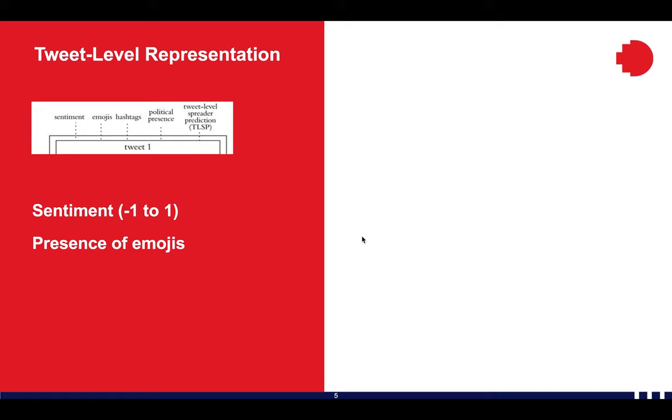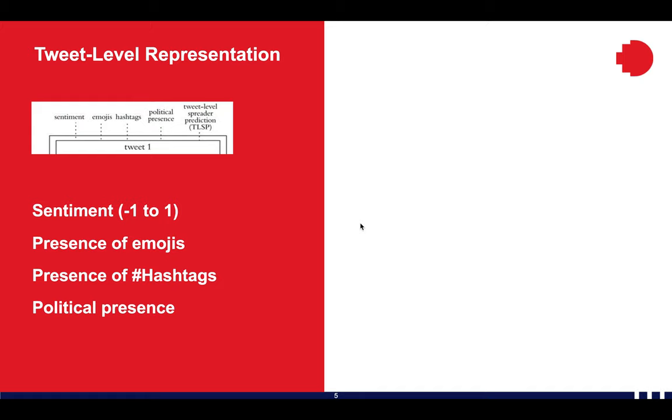For emojis, due to the time limitation, we only calculate the number of emojis in each tweet. And for hashtags, similarly, we also count the number of them. The reason why we choose hashtag as a feature is because it is a way of propagating.